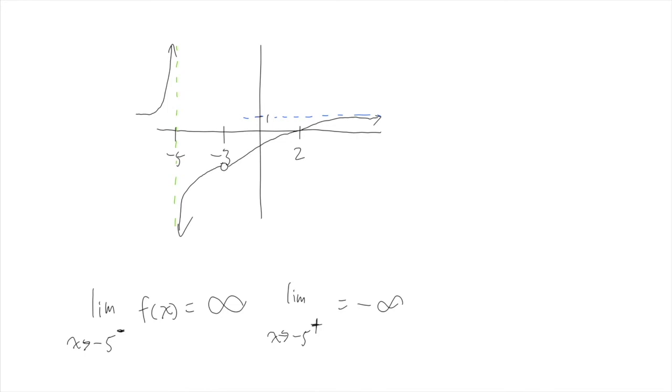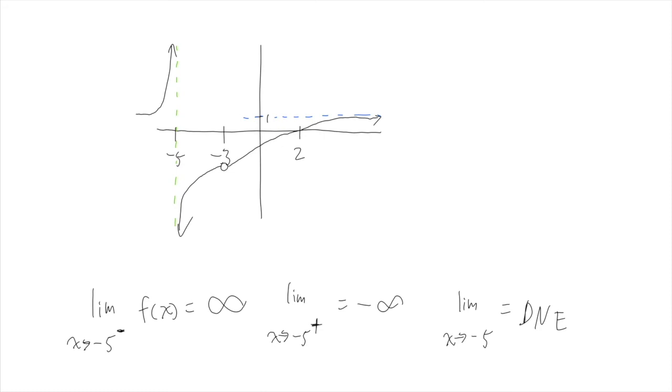Now, what if I was to ask, what is the limit as x approaches -5? Well, the limit from the left and the right, infinity and negative infinity, they're both different. Because these are one-sided limits, infinity and negative infinity are okay as answers. But as we're approaching -5, it's different from both sides. So there is no limit. So the limit does not exist.